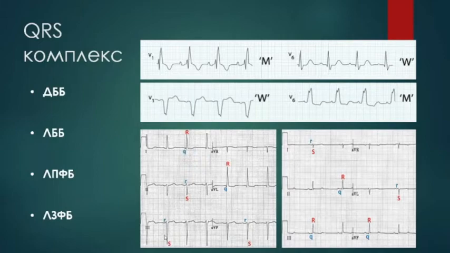There may be several other types, there may be one other, but usually when we mean fascicles, we mean the anterior and posterior. The right bundle doesn't have other branches. Usually at the apex of the right ventricle, it goes to the Purkinje fibers. There's no fascicles there. So, how can you define whether you have left anterior fascicular block or left posterior fascicular block?